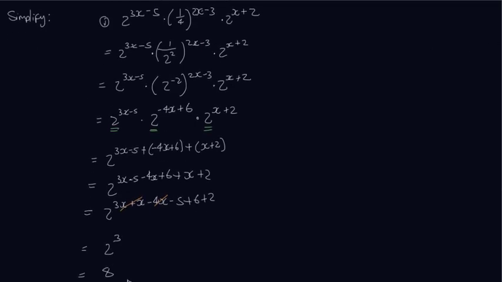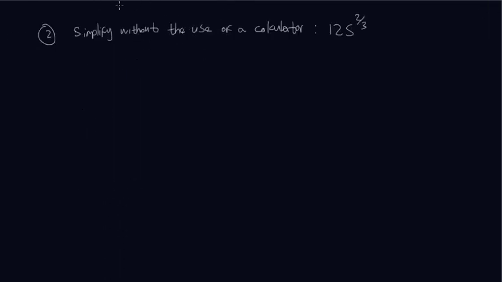Next is question 2: simplify without the use of a calculator. 125 to the power of 2 over 3. So look carefully, without the use of a calculator. We can break this problem down into manageable numbers. If I find a calculator and tell you the answer, that's not the point. They want us to break it down into steps to get that answer.